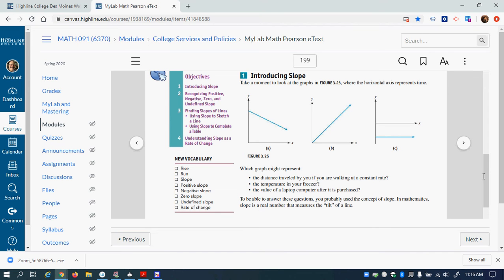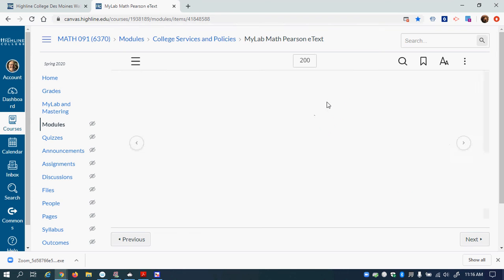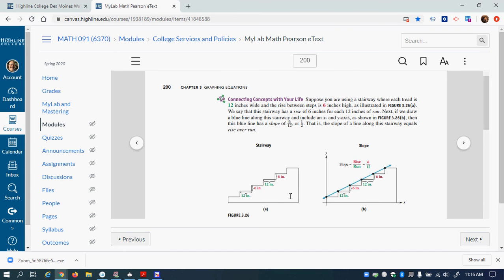So if you go to the next page of your book, you see these two graphs, okay? And notice this is kind of like a stairway, is what we're looking at. So as we are going up the steps, we're going to go up 6 inches and to the right 12 inches. Up 6 inches to the right 12 inches. Up 6 inches to the right 12 inches. Up 6 inches to the right 12 inches.